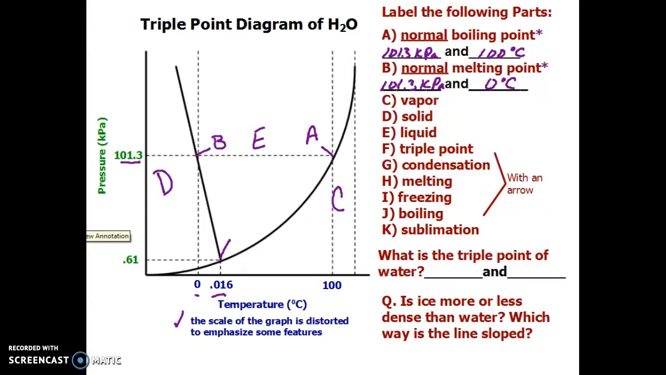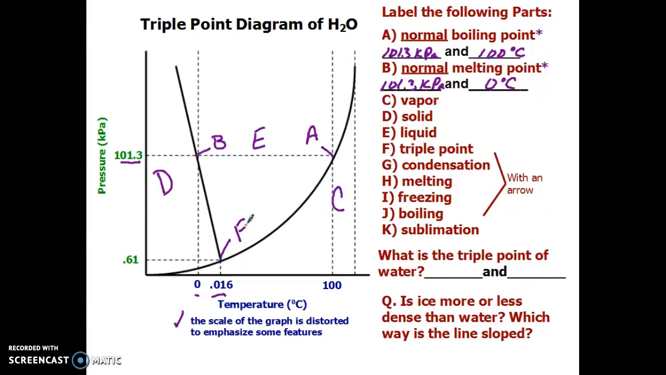So that is my triple point, F. All right, G through K ask us to use an arrow, and what we're going to do is use an arrow to show where those phase changes are occurring. All right, so condensation. We start with G, condensation. Condensation means we start with a gas and we go to a liquid.